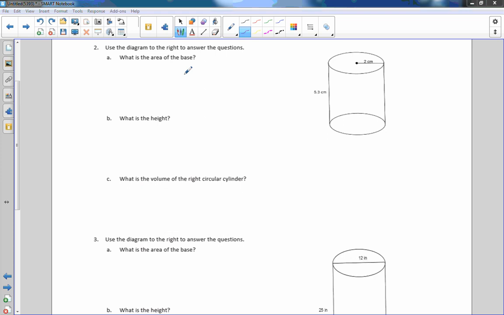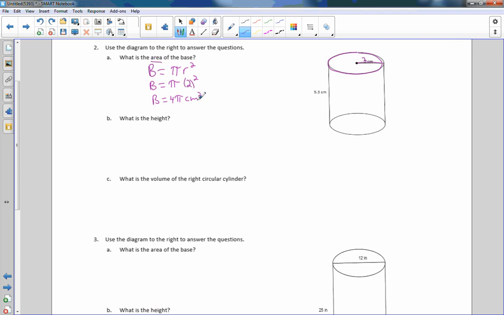Okay, now number 2 says to use the diagram to the right to answer the question, what is the area of the base? Now keep in mind that if we have a cylinder, the base is on the bottom, but in this case they gave the information up above. But if it is a cylinder, like they told us, then the base and the top are equivalent. So we can use this information here. So the area of the base is B equals, and it's a circle, so it's pi r squared. Always start off with a formula. Then B equals pi times the radius, 2 squared. So the base is 4 pi centimeters squared.